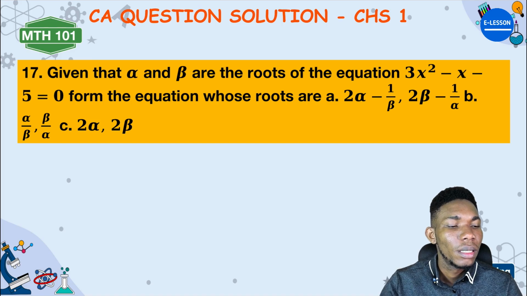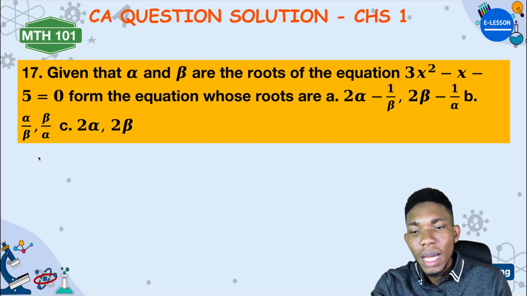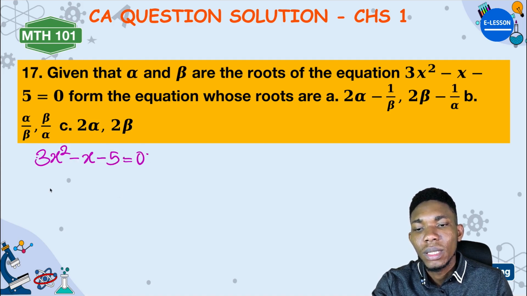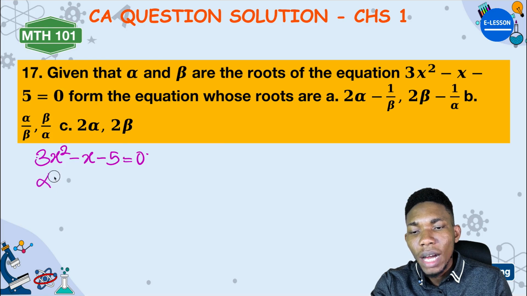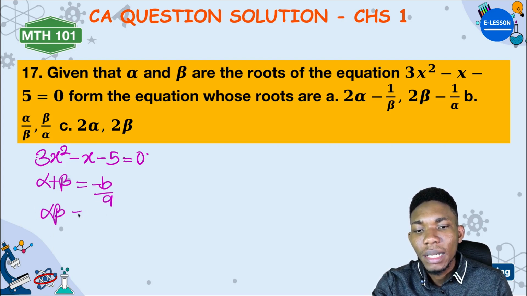Now, this question here says, given that alpha and beta are the roots of this equation, form the equation whose roots are this. Now, if they give you something like this, alpha and beta are the roots of the equation, what was the initial equation given to you? 3x squared minus x minus 5 is equal to 0. Now, one thing you need to look at when you are given something like this is usually alpha plus beta. Alpha plus beta is usually minus b over a. And then alpha beta is usually c over a.